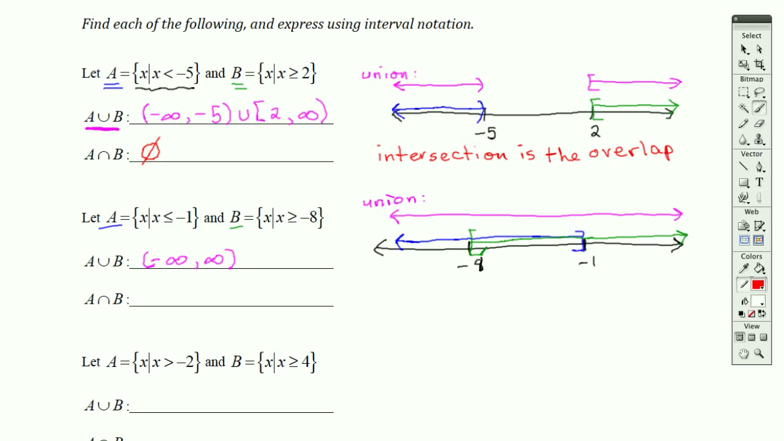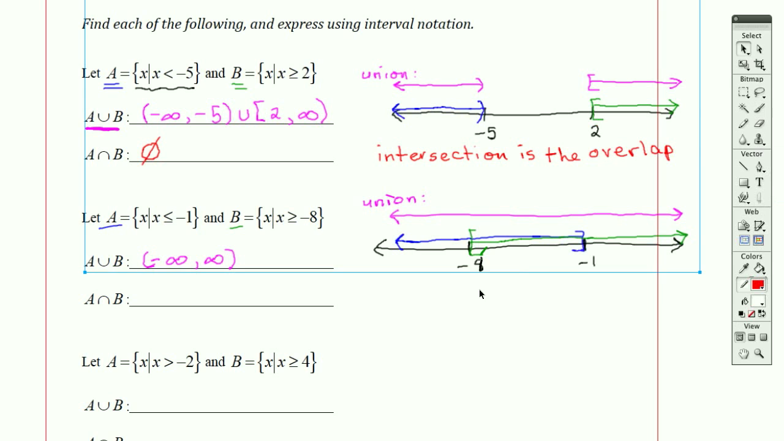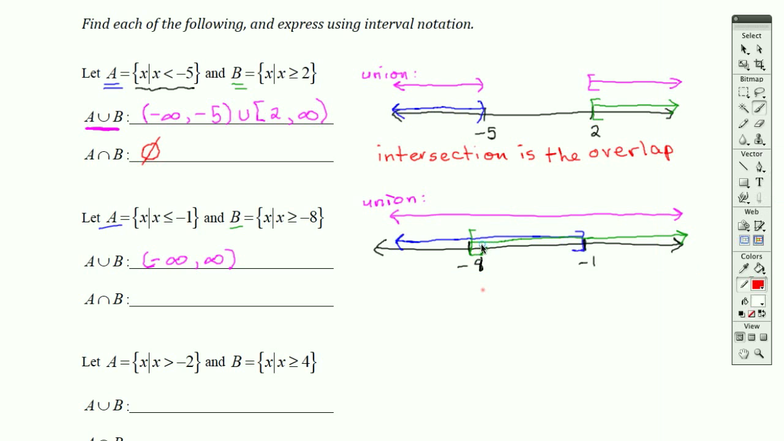Whereas the intersection, as we already mentioned, is the overlap. And therefore the intersection, we can fill in here the region where these overlap. And this would have square brackets. And therefore the intersection is the interval from -8 to -1.